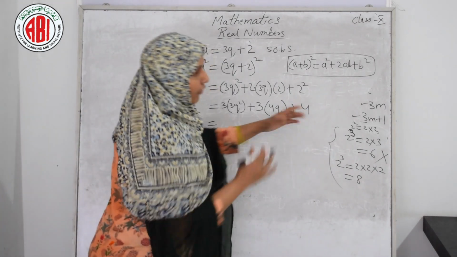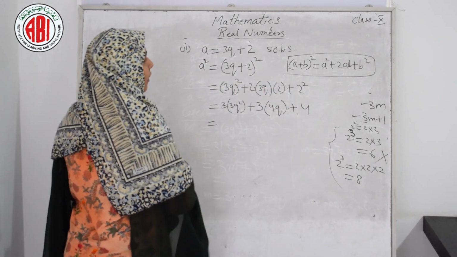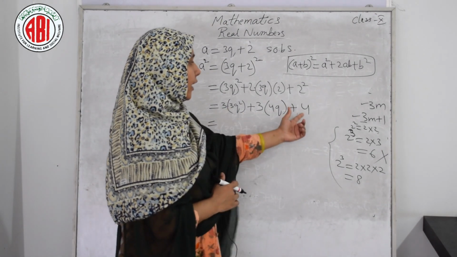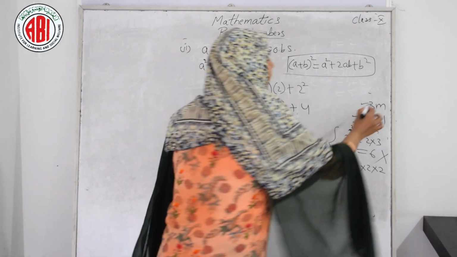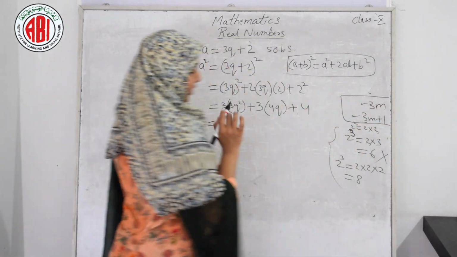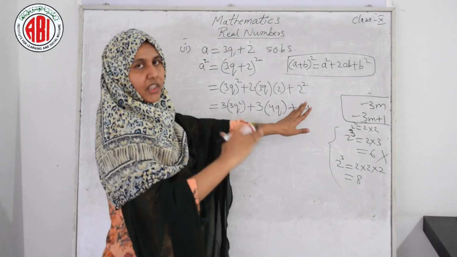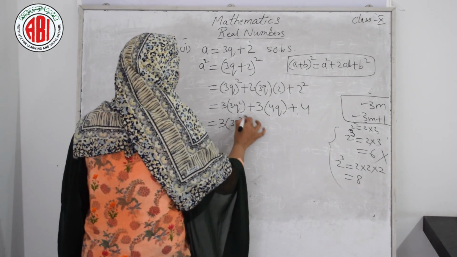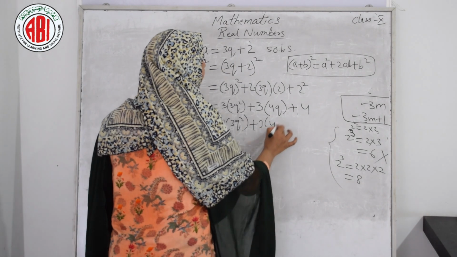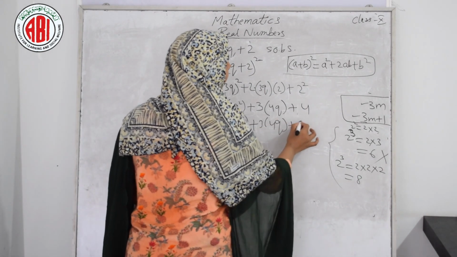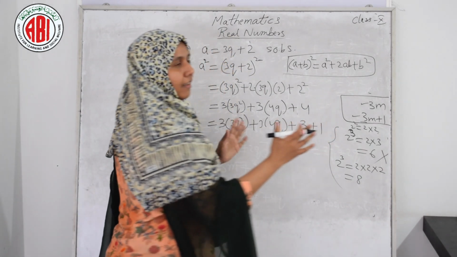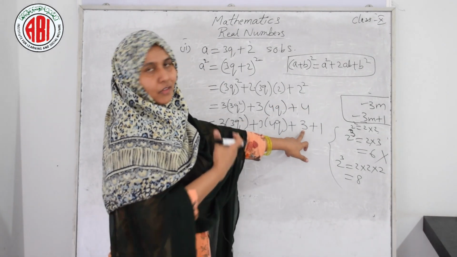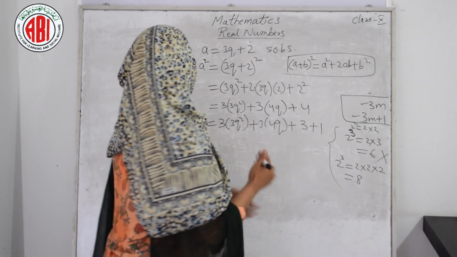But can we split 4? We can write 4 as 3 plus 1. Why am I taking 3? Because we have to take 3 as common here. We have to get the answer in this form. So I can split 4 as 3 plus 1. 3 into 3q square plus 3 into 4q, same thing you write, plus 4 we can write as 3 plus 1. Now after this what do we have? We can take one more 3 common from here. So that's why we can split 4 as 3 plus 1.